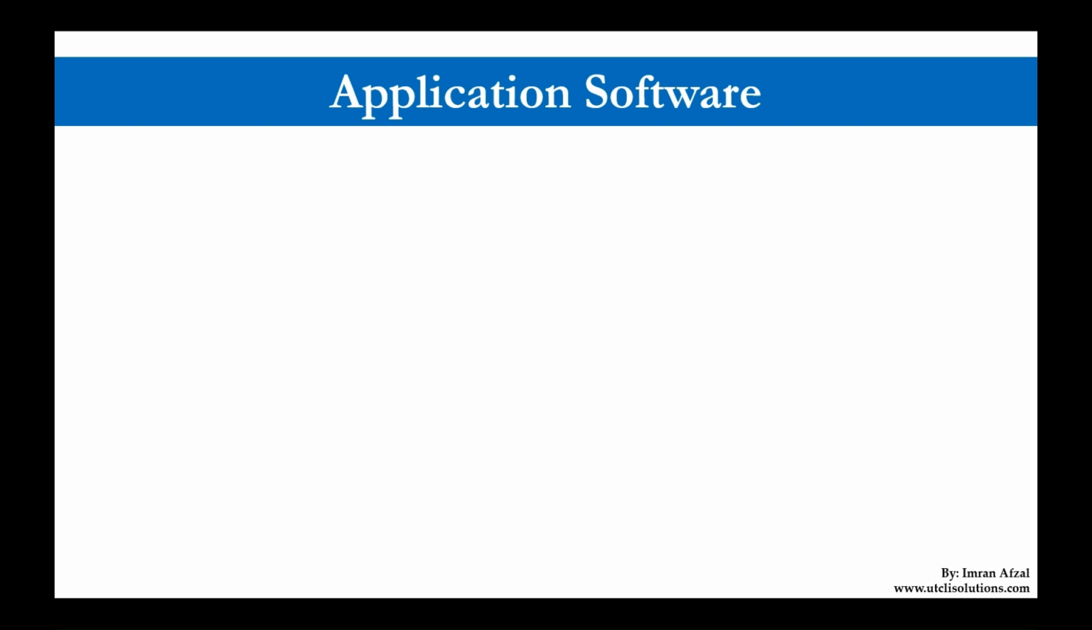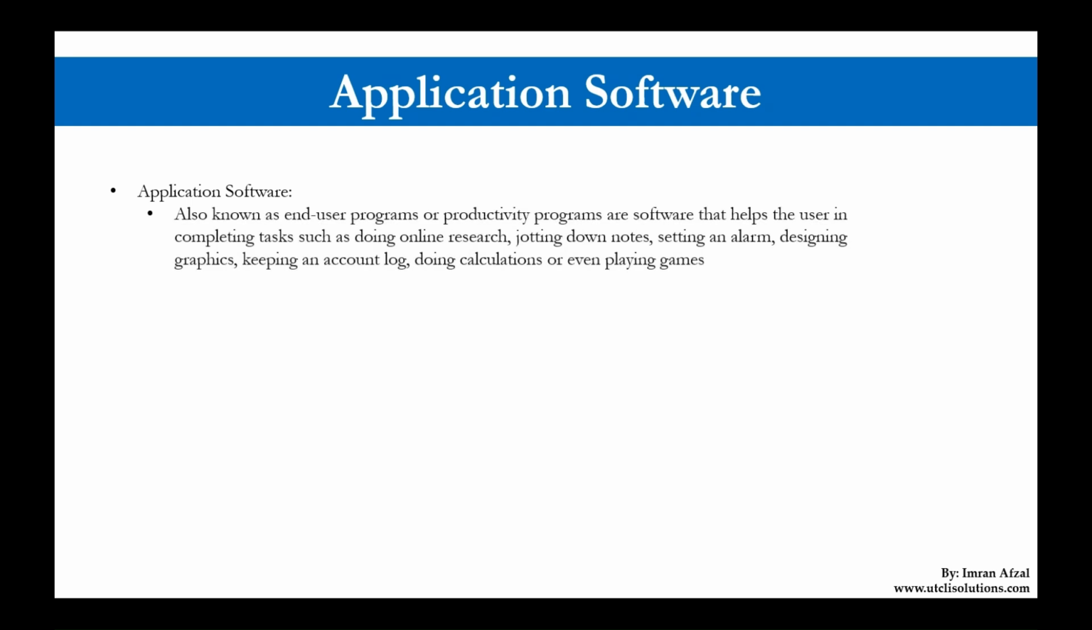So anything that you have that does not manage your computer or work for your computer hardware, that is an application software, simply. So, application software, also known as end user programs or productivity programs, is software that helps the user in completing tasks such as doing online research, jotting down notes, setting an alarm, designing graphics, keeping an account log, doing calculations, or even playing games.